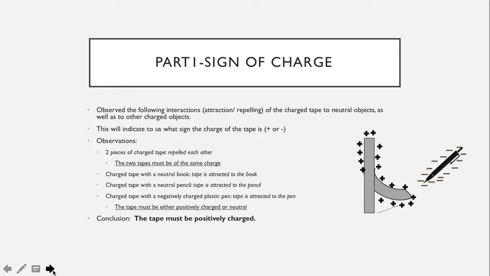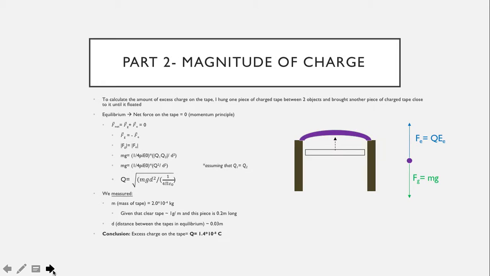In determining the sign of the charge, we observed how it interacted with other objects, including neutral objects that it was attracted to, which we expect because of polarization. We saw that the tapes repelled each other, so that means that they're the same charge. And we saw that it was attracted to a plastic pen that was negatively charged, so we can conclude that the tape must be positively charged.